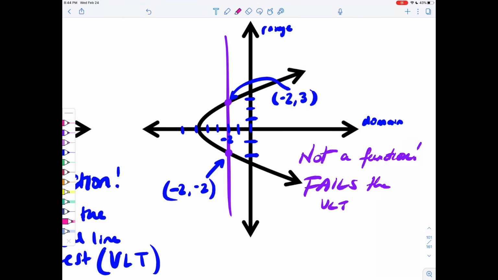Notice that my domain value, -2, is corresponding with more than one value in my range. It's corresponding with -2 and +3. So even though the vertical line test doesn't necessarily specify those exact points, we can see that if there is a vertical line that hits the relation more than once, it must correspond with more than one element in the range. So that's what the vertical line test is telling us, in a simplified way.